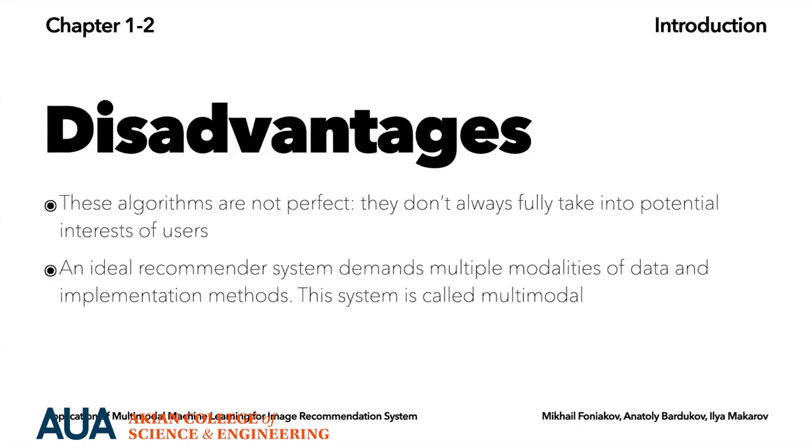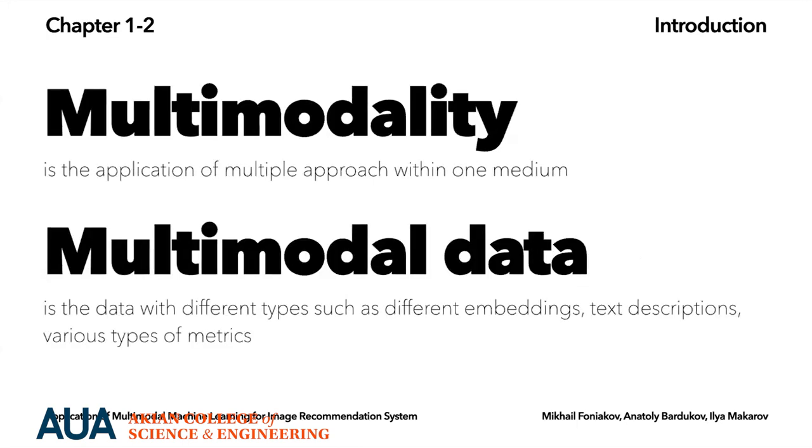However, these traditional recommendation algorithms are not perfect. There are many types of data that can be used for recommendation purposes: additional descriptions of the goods, descriptive text of the goods, or some metrics which we can obtain. These properties or characteristics are called multimodal information, and the systems that use this information are called multimodal. What's multimodal? Multimodal is the application of multiple approaches within one medium. What's multimodal data? Multimodal data is data with different types, such as different embeddings, text descriptions, various types of metrics. It allows us to implement different features, which simplify the training process and help obtain high quality recommendations.